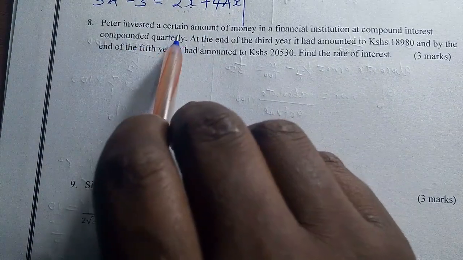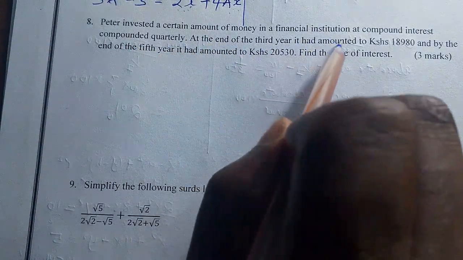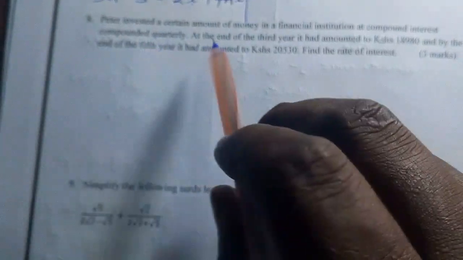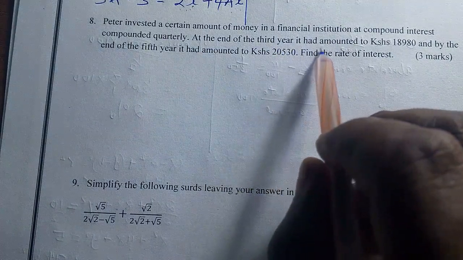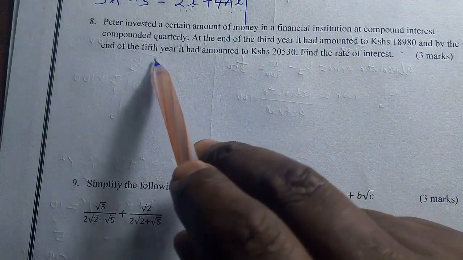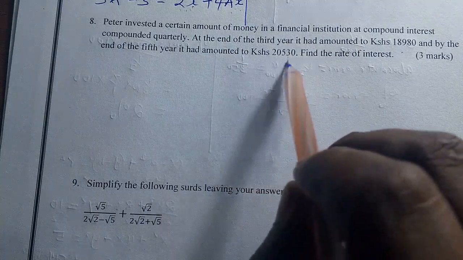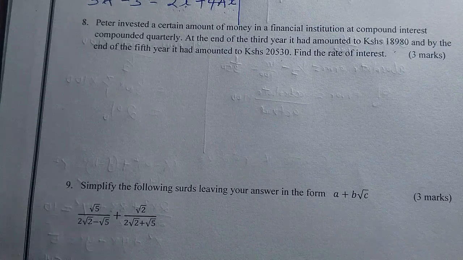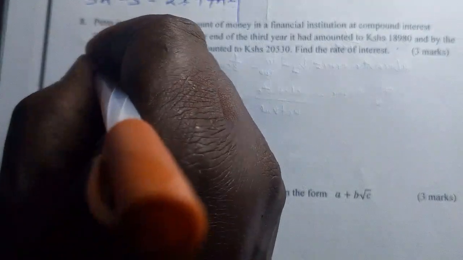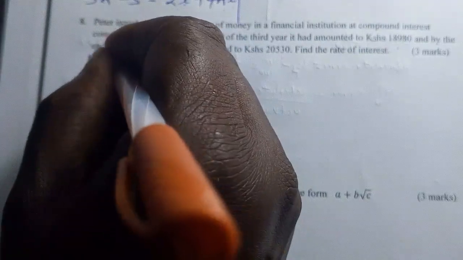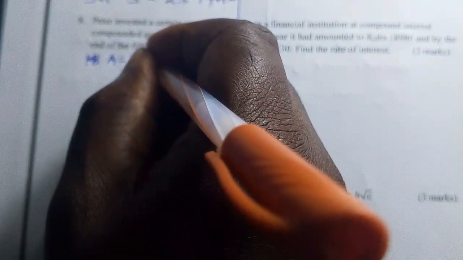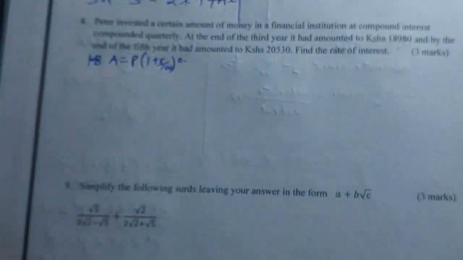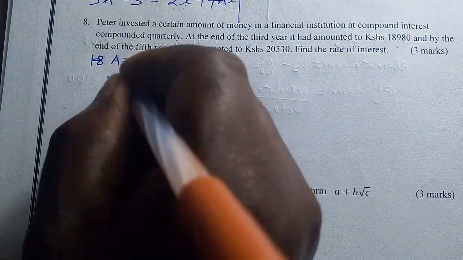Peter invested a certain amount of money in a financial institution at a compound interest rate, compounded quarterly. At the end of the third year, it had amounted to this, and by the end of the fifth year, it had amounted to this. Find the rate of interest. So we start with the first one, that is the amount. Remember the formula: amount is equal to principal times (1 plus r over 100) raised to power n.